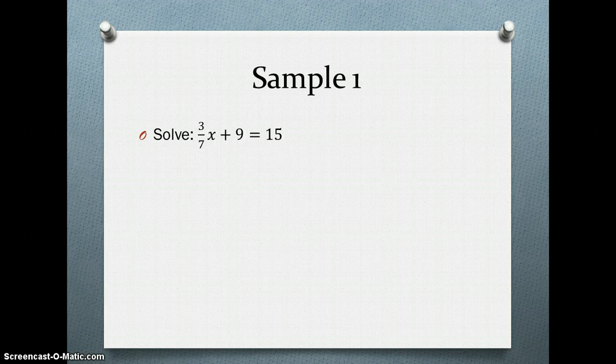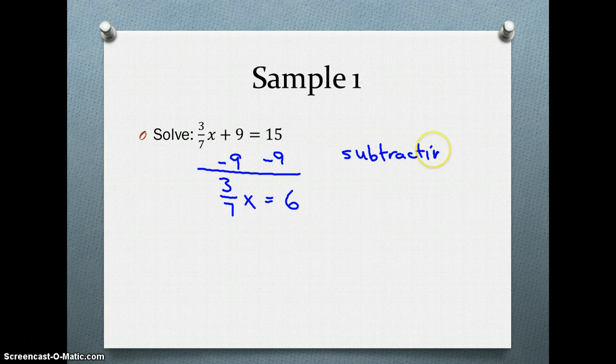First, we have plus 9. We're going to subtract 9 from both sides. That means 9 minus 9, that's going to cancel out. That'll leave us with 3/7 x equals 6. We did this because subtracting 9 is the inverse of adding 9. So that's why we did that.